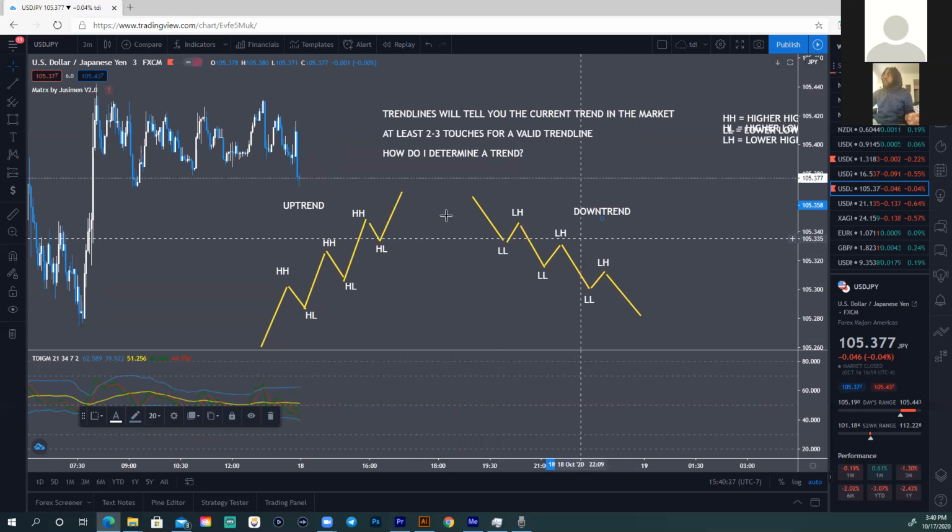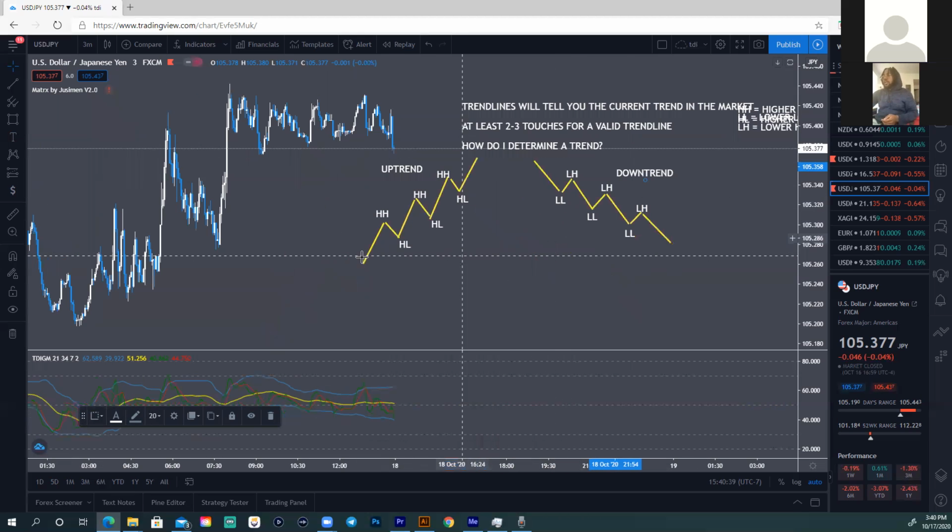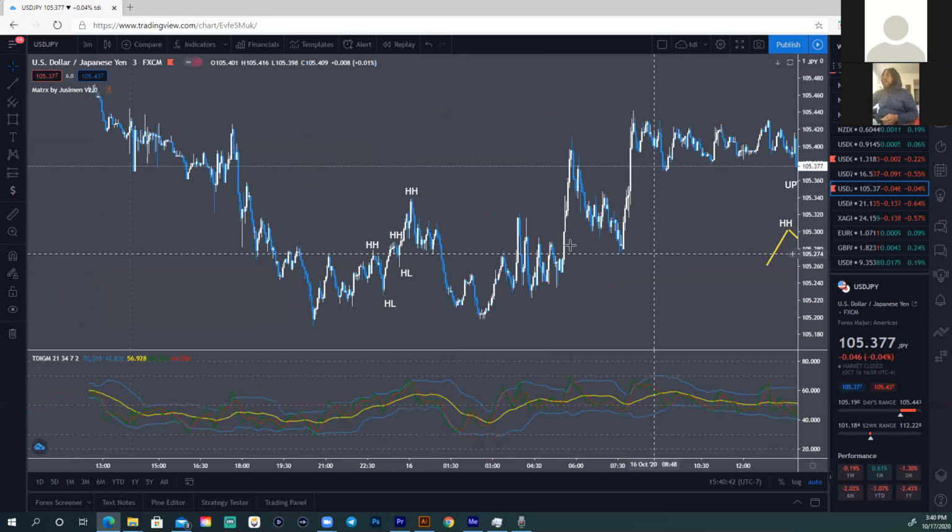And this is all you need to know for uptrend, downtrend. Uptrend, series of higher highs and higher lows. Downtrend, series of lower lows and lower highs. All right. And you can use this knowledge to now find trend lines.